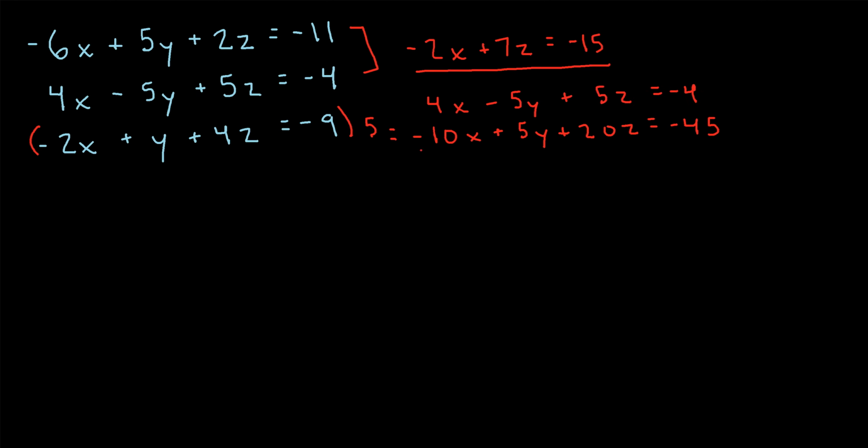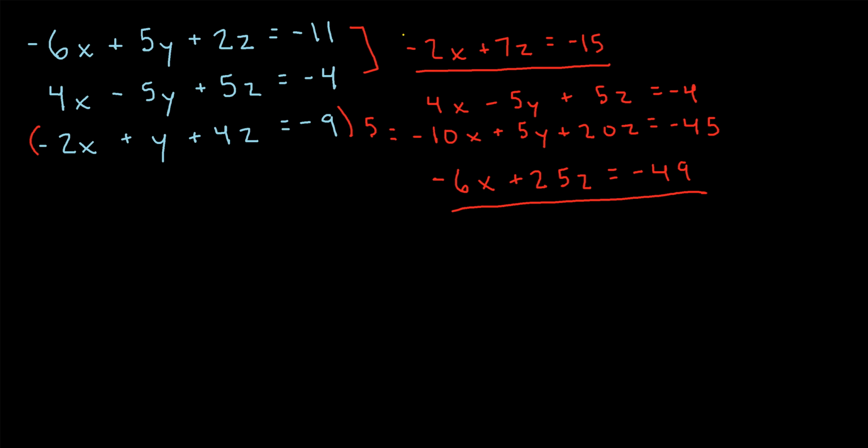And now if we combine these two equations, 4x minus 10x, that's negative 6x. These y's will cancel out. 5z plus 20z is plus 25z. And negative 4 plus negative 45 is negative 49. Okay, so here's our second equation. So we have now reduced these original three equations into just two equations. And now the last step is we want to reduce it to just one equation with one variable.